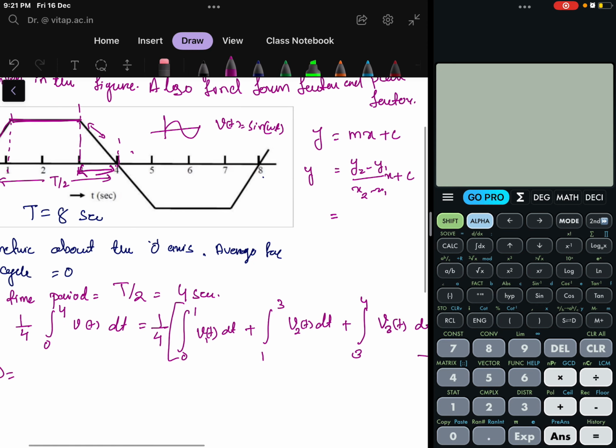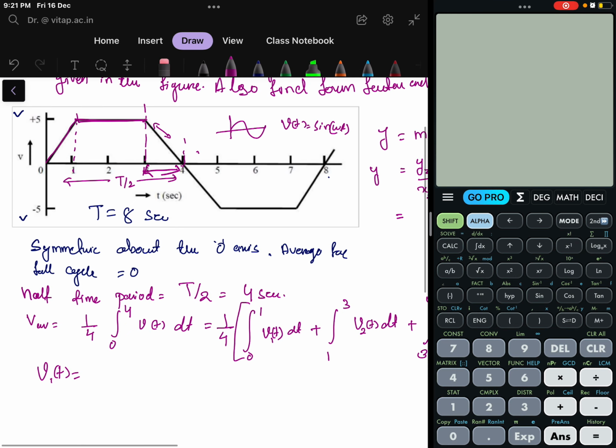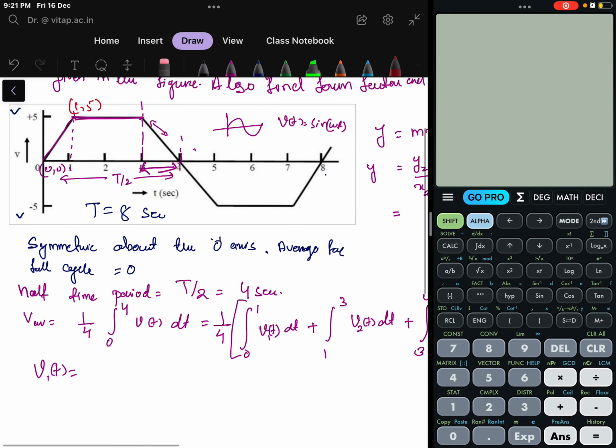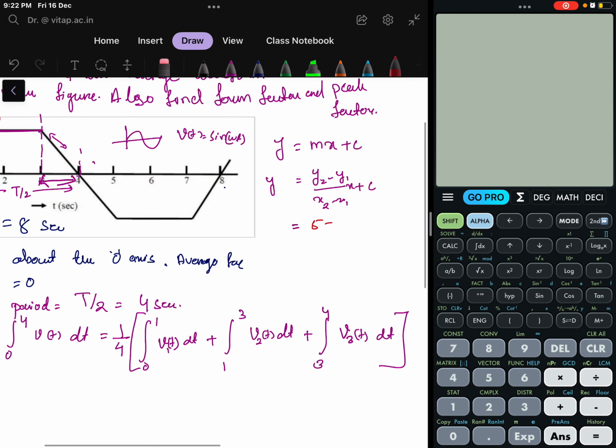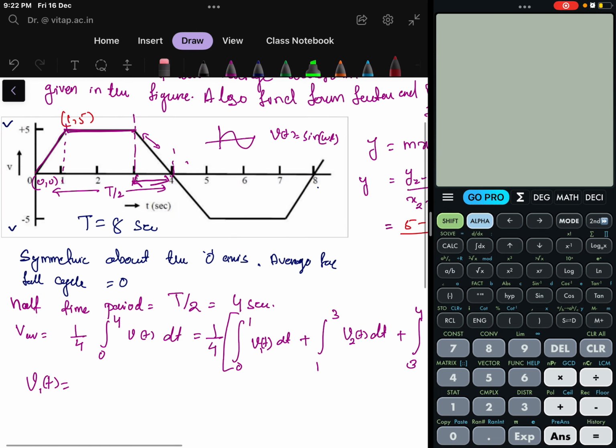Now what is the value of y2 here? If this point is 0 comma 0 and this point is 1 comma 5, then y2 minus y1 will be 5 minus 0, divided by x2 minus x1, which is how much?